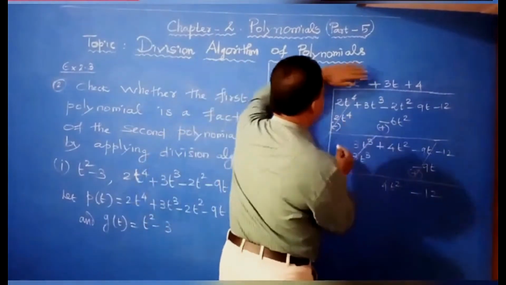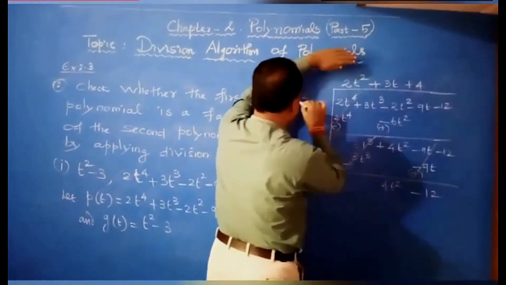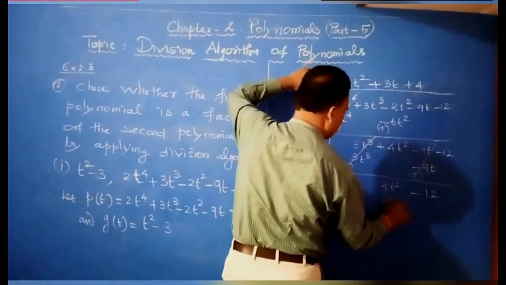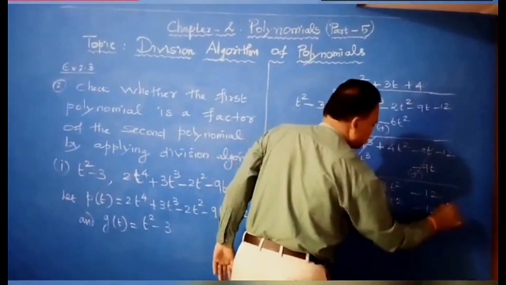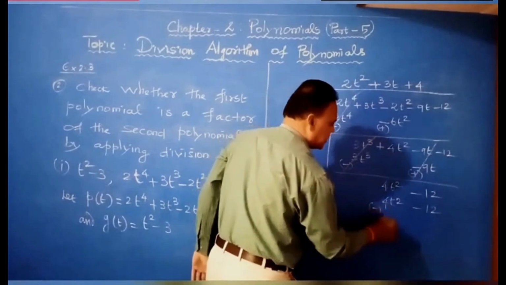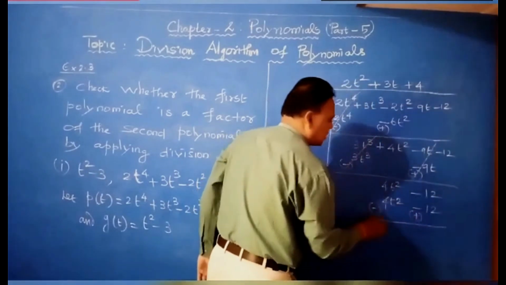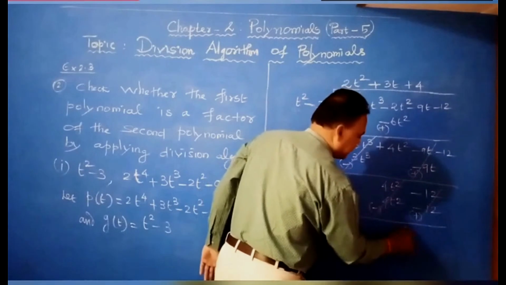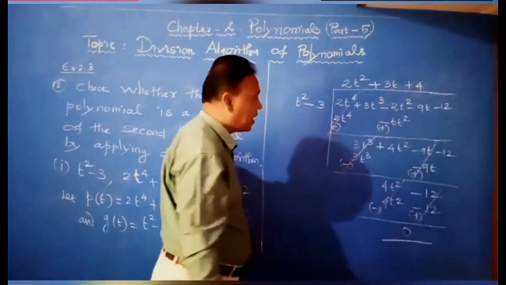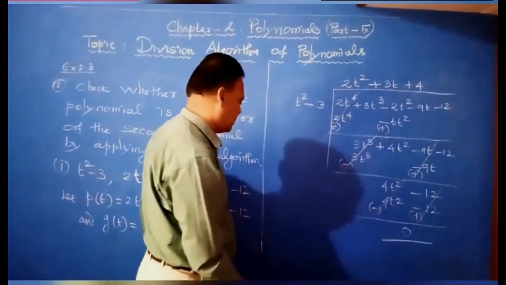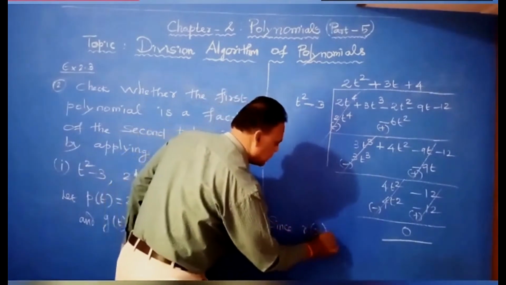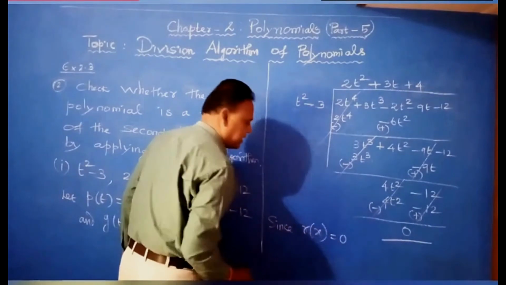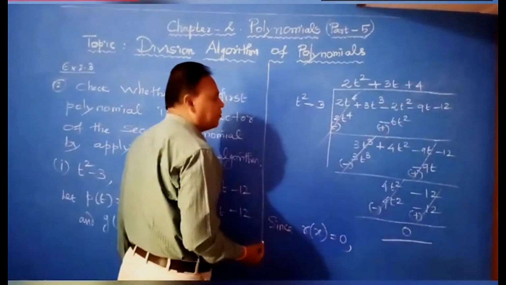So now these two terms, ignore it, multiply with this 4t squared plus 4 into minus 3 is minus 12. Same thing you will get. So again change the sign, subtract, cancel, everything cancels, so 0. When the remainder is 0, that is, since r of x is 0, since it is polynomial, take r of x remainder as 0, then what will happen?